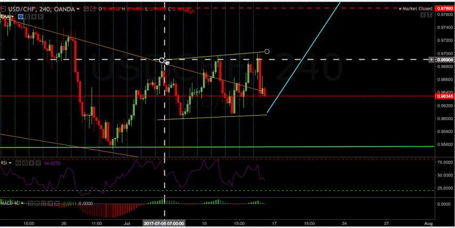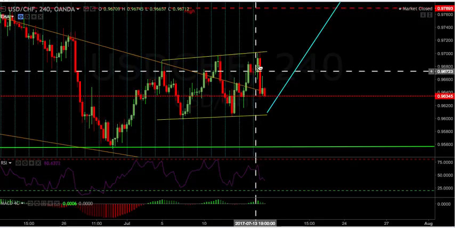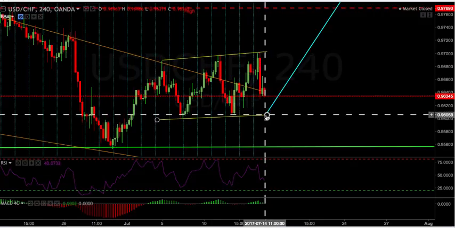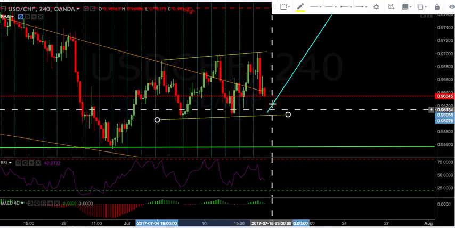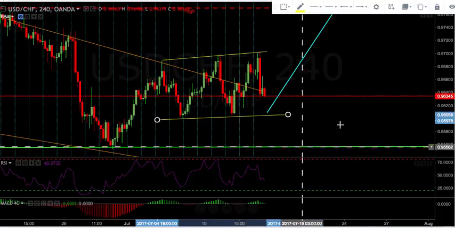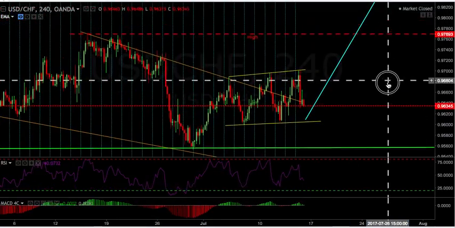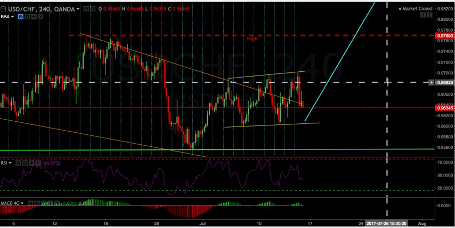And on the 4 hour, we see we had 1, 2, 3 waves. Now this is a fourth, and this would be a fifth if it continues down, and we'd look for a bounce in this area and a continuation of the bullish movement for the dollar Swiss.